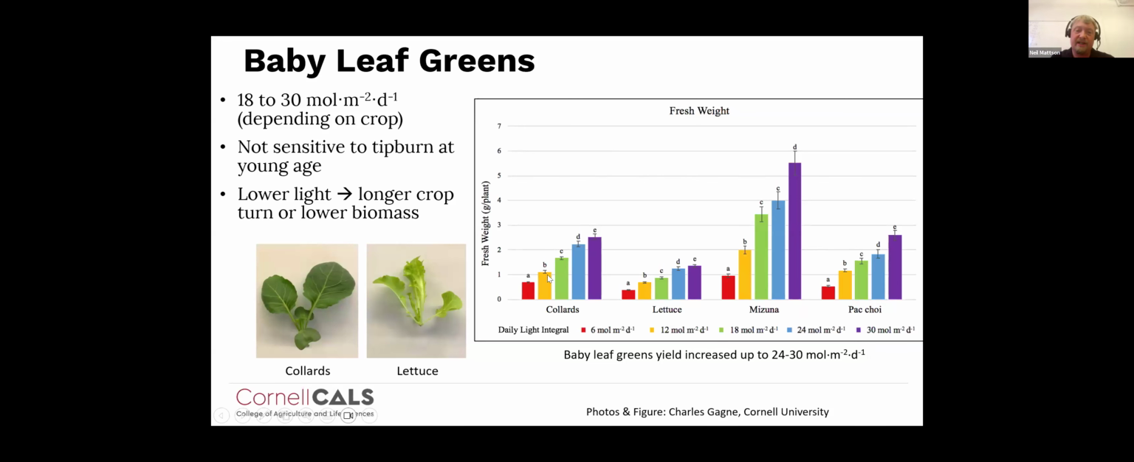These letters tell us the statistical significance. So even from 24 to 30 moles, we saw increases in growth. However, mizuna and bok choy were more responsive to those higher light intensities. For collards and lettuce, maybe 24 moles is where we start to see diminishing returns. But for mizuna and bok choy, lighting up to 30 moles seemed to give us really great growth benefits still.